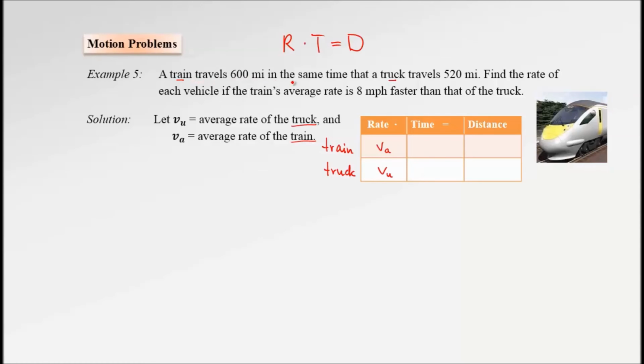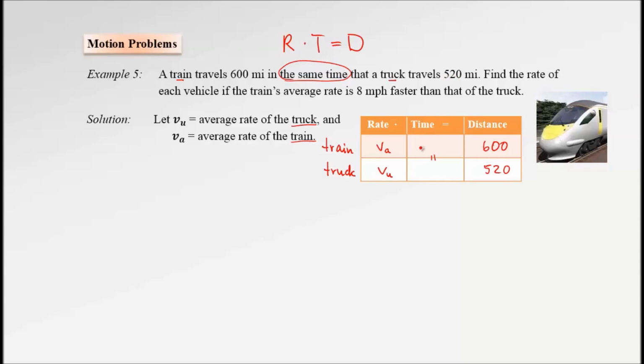What do we know about the time from the problem? A train travels 600 miles in the same time. So we know that the time for traveling 600 miles is the same as the time for traveling 520 miles by a truck. Okay, so whatever the expression will be in this box and in that box, these two expressions should be equal. Now, where will the 600 and 520 go? Since this is about miles, that's a distance. The distance that the train covers, so train and distance, that's the box. And the distance that the truck will cover, 520, goes here.